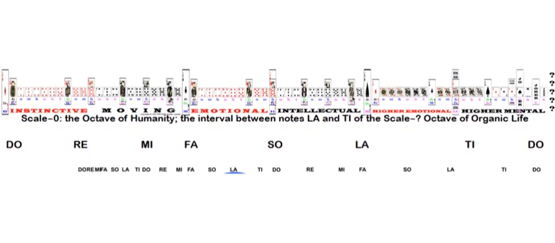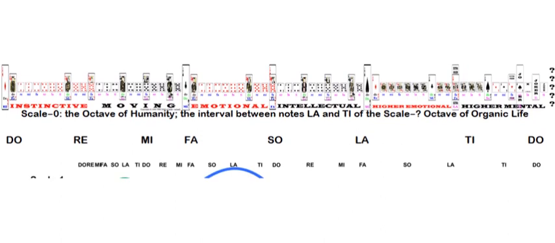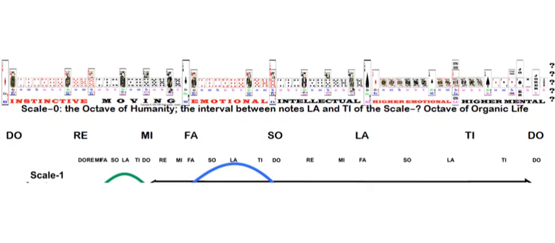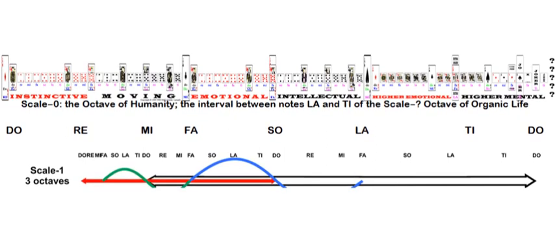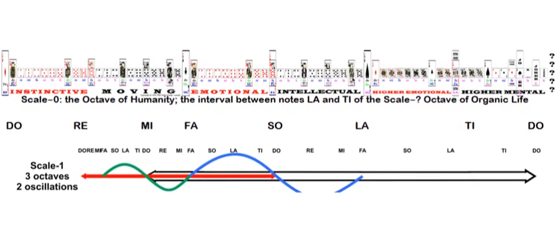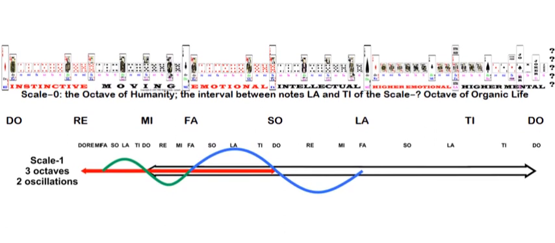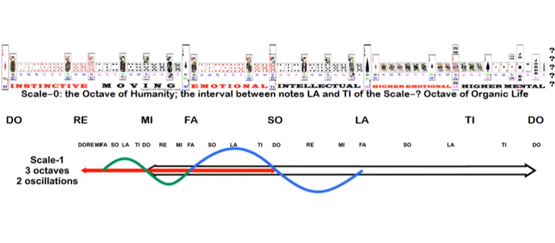Below them appear the notes of the 3 scale 1 octaves, also to scale, with a graphic showing the ranges of the 2 scale 1 oscillating dos and their oscillations. This graphic symbol of 3 octaves, introduced in the dualities animation, shows the ranges from bottom do to top do of the 2 oscillating scale 1 dos, which are directly below the notes mi and so of the scale 0 octave, at the centers of the sine waves.